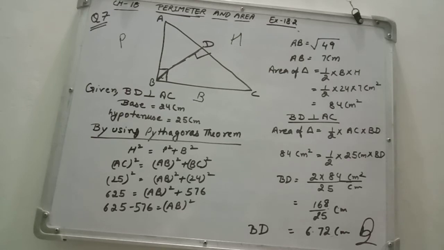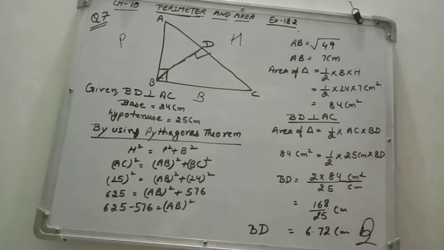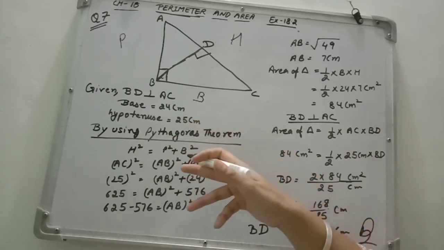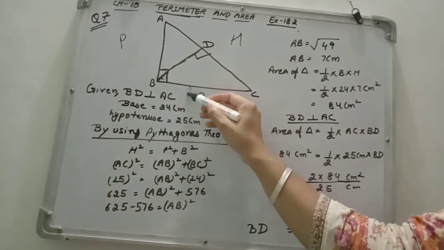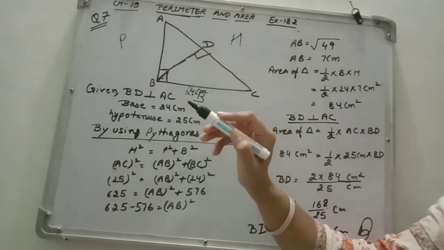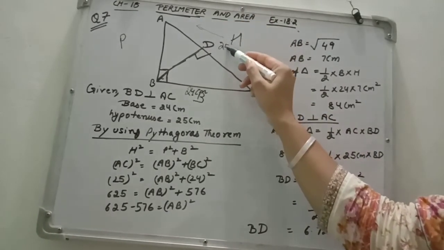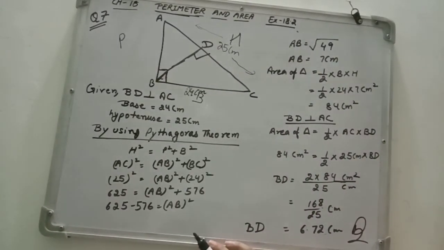Clear? So here we are using, for the first time, a formula that is new for you, the Pythagoras theorem. Only for this sum we are using this Pythagoras theorem. What is the Pythagoras theorem? Hypotenuse square is equal to perpendicular square plus base square. Now base is given to you, that is 24 centimeter, and hypotenuse is given to you, that is 25 centimeter.